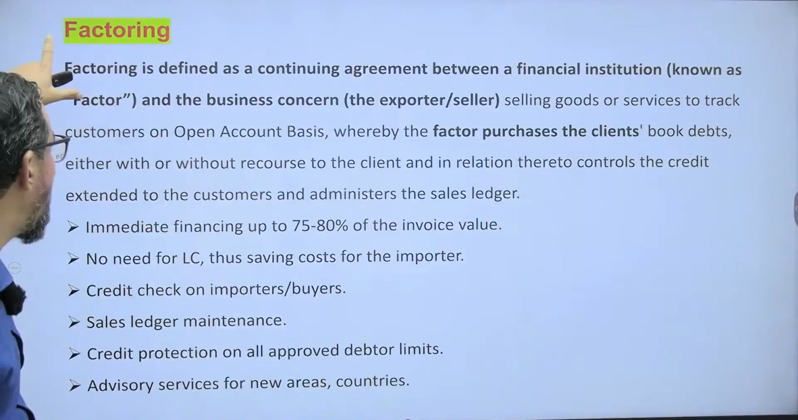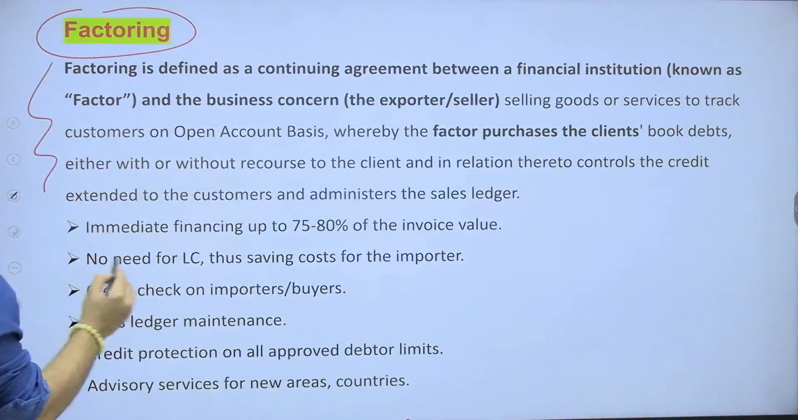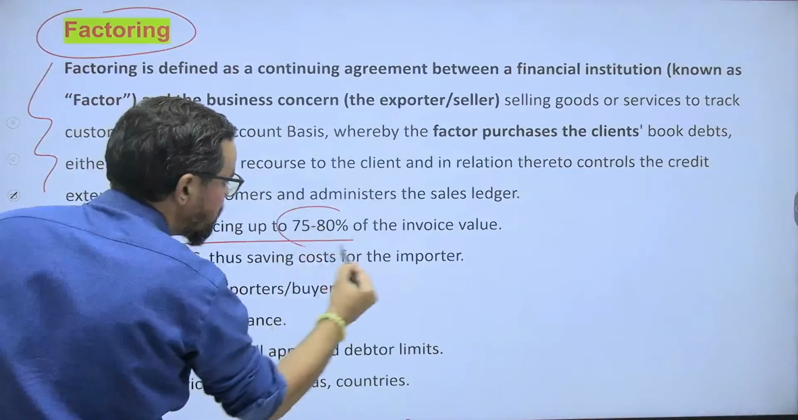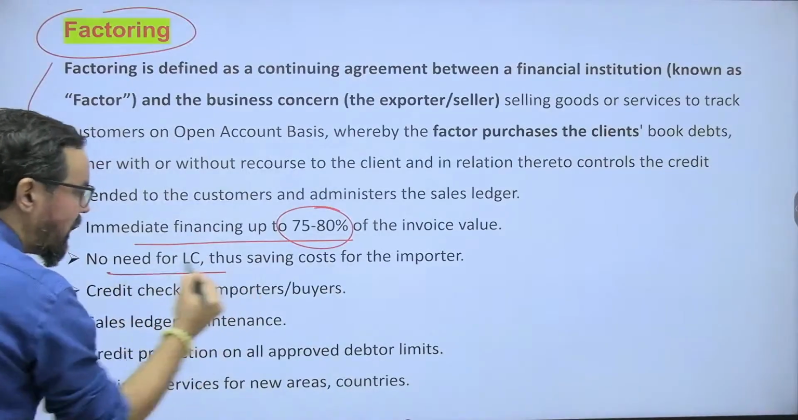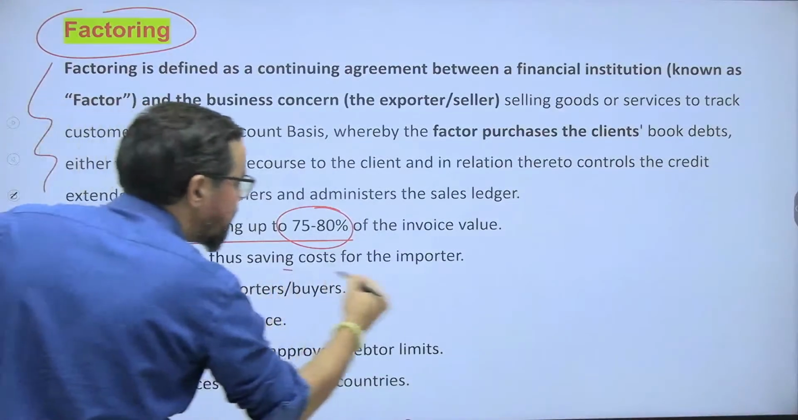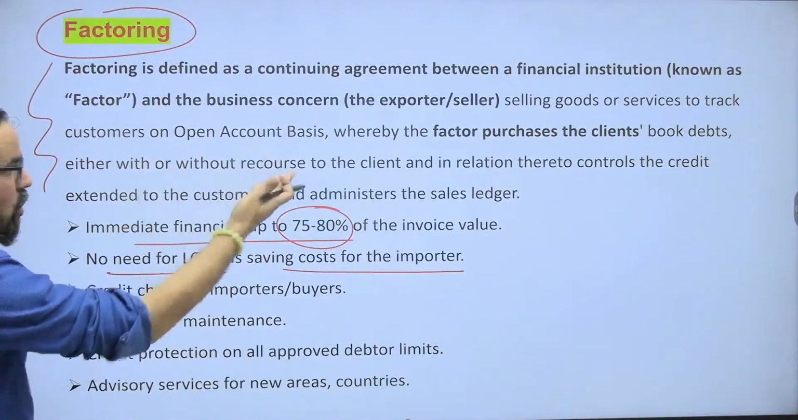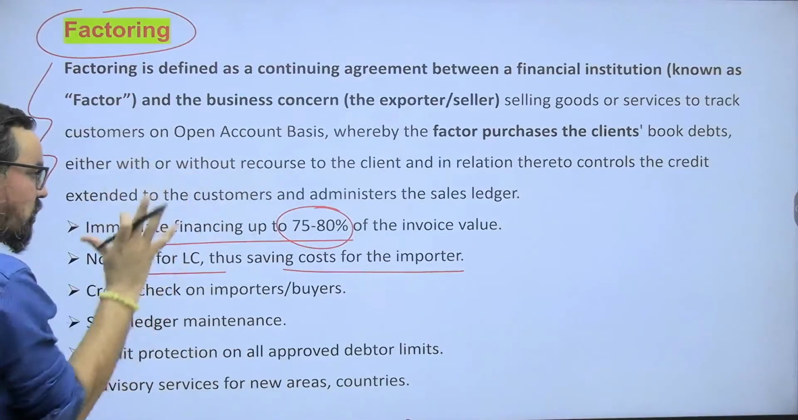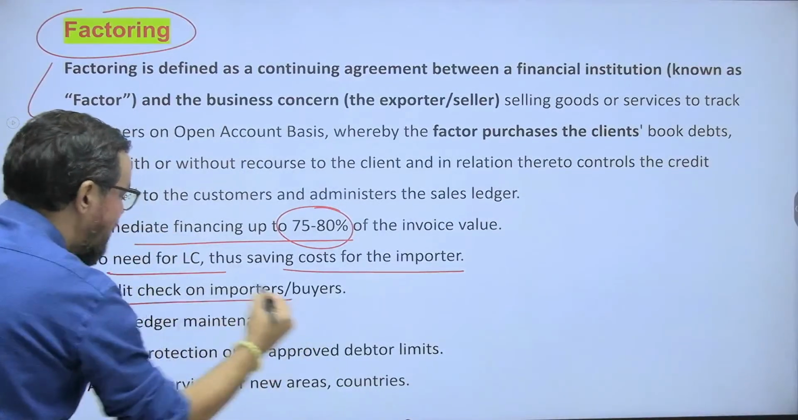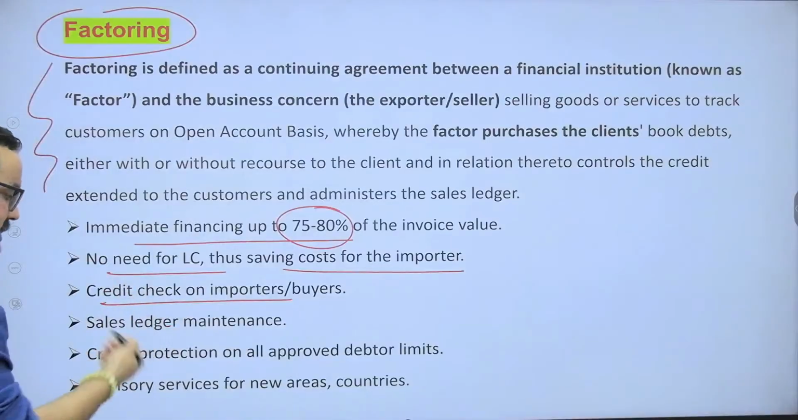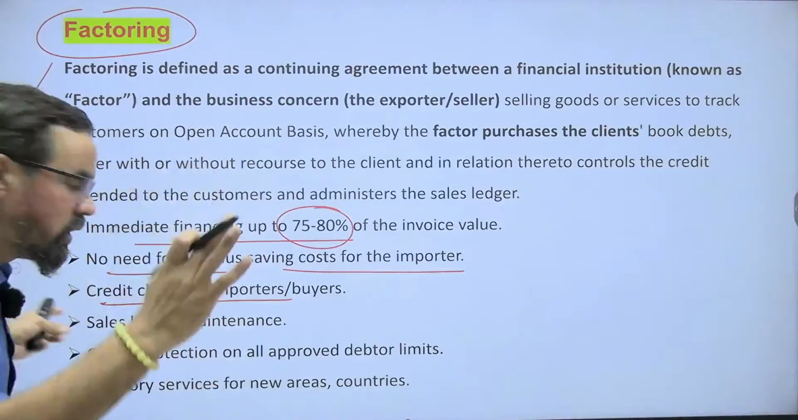So first is factoring. Okay, you can go with this one, but it is immediate financing of up to 75 to 80% of the invoice value. No need for LC, thus saving cost for the importers. It is generally on an open account basis. Okay, all the transactions of that particular exporter are done by one factor. Credit check on importers or buyers.